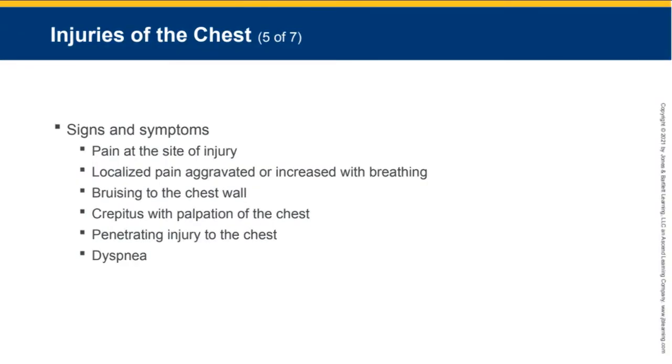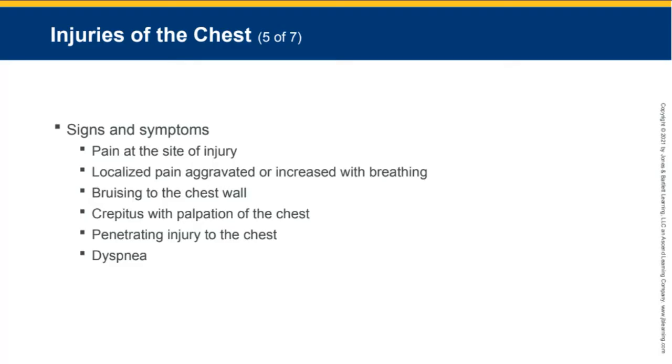Signs and symptoms. Pain at the site of injury, localized pain aggravated or increased with breathing. So they're going to have pain localized and it's going to be aggravated by breathing. So most of these patients will tend to breathe shallow if they are conscious. Bruising to the chest wall, crepitus. And crepitation or crepitus is when bone ends rub together under the skin. Broken bone ends are rubbing under the skin.